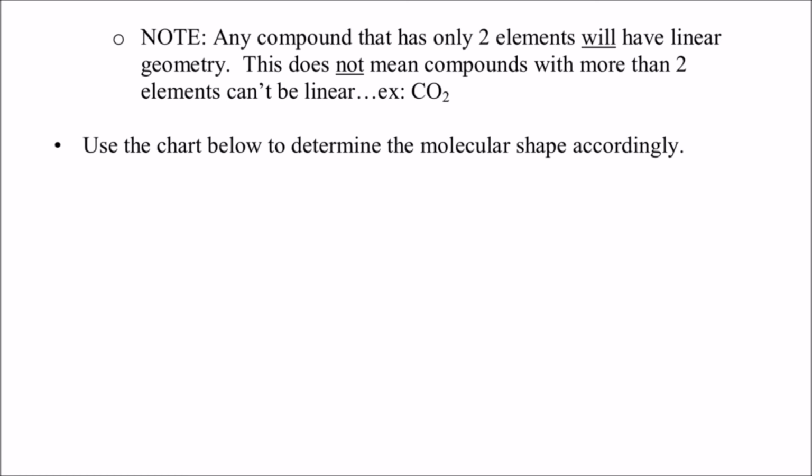Here's what you do if you only have 2 elements. Any compound that only has 2 elements will have a linear geometry. That doesn't mean that compounds that have more than 2 elements can't be linear. For example, carbon dioxide has 3. It's got 2 oxygens and a carbon, but its shape is linear. But for sure, if there's only 2 elements, or 2 atoms I should say, in the molecule, it will have a linear shape.